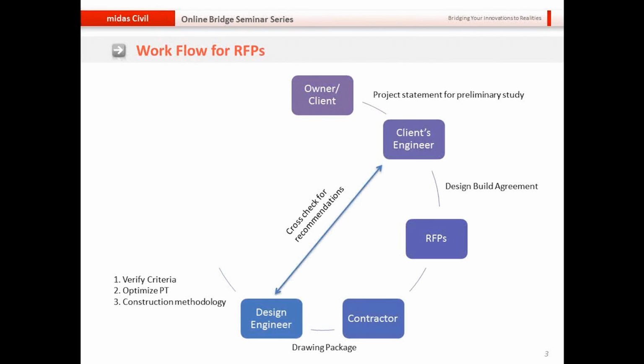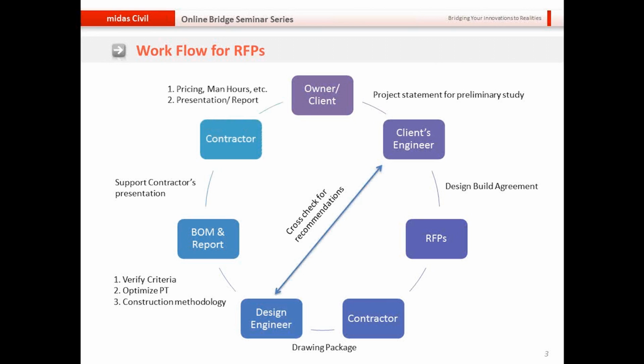Now once he has done this activity, he has to compile everything in bill of material and report, which is then used by the contractor to get the pricing, the man hours, and all the other expenditures sorted out and compiled in a presentation or a report format. Now sometimes the owner wants the contractor to come up and present their request for proposal, and different proponents have to come in and give their own presentations. So request for proposal is basically a two-part activity. One is technical, the other one is presentation.